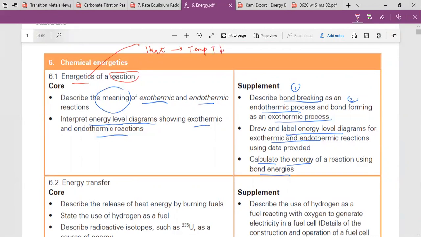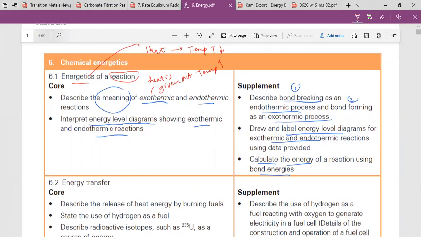So in the core, it says the meaning of exothermic. Exothermic means the heat is given out. That means temperature will increase, from 25 degrees centigrade go to maybe 40 degrees centigrade.